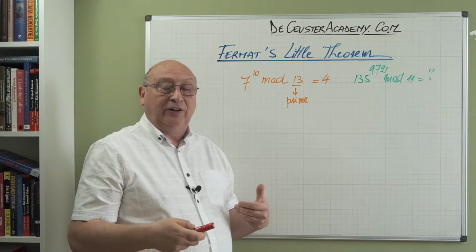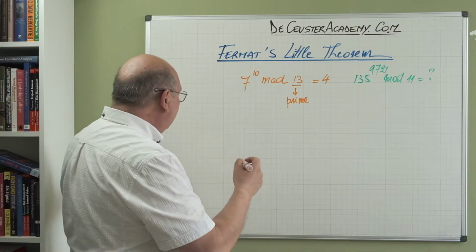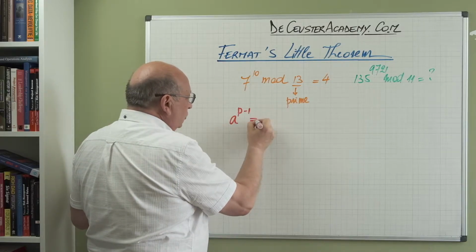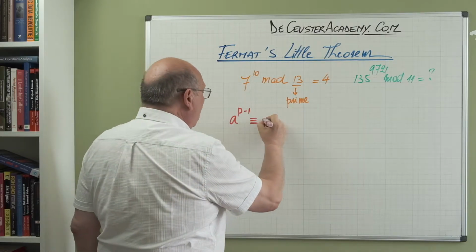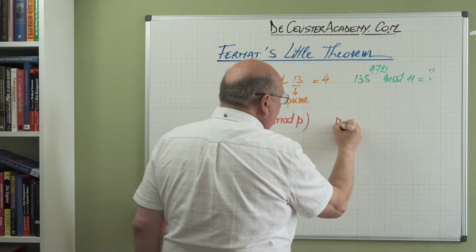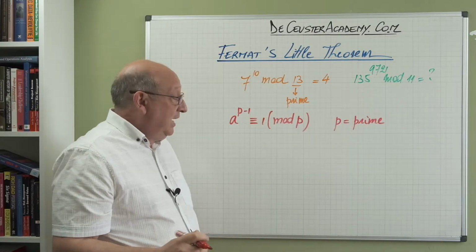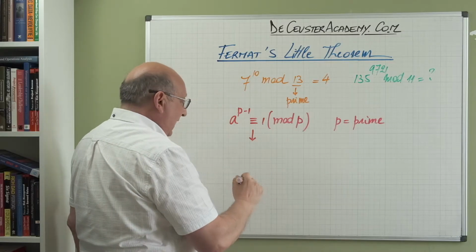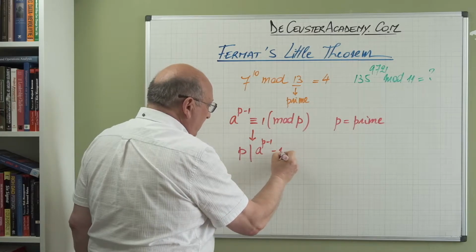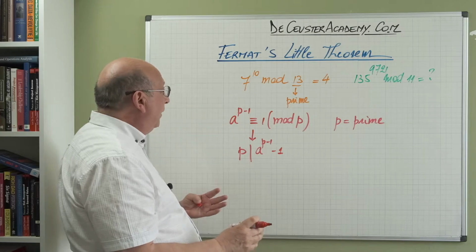Well, we have to do some more complex calculations to find the solution. Now when we have Fermat's little theorem, it states that when we have an integer a to the power p minus 1, it is congruent with 1 modulus p, and p is prime. Now what does this mean? This means basically that p divides a to the power p minus 1 minus 1. We are not going to prove this theorem, we're just going to apply it.